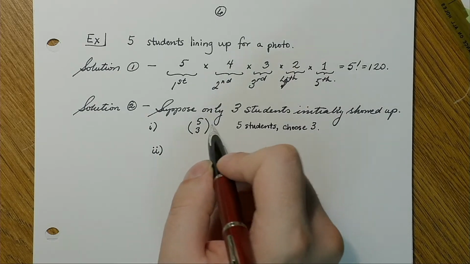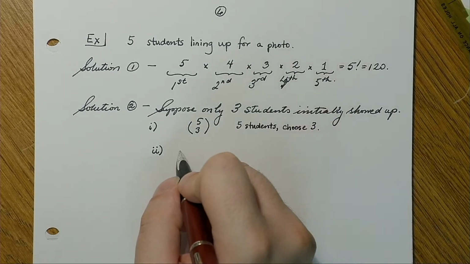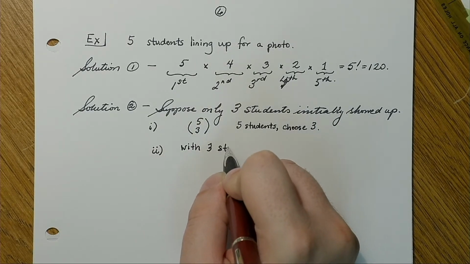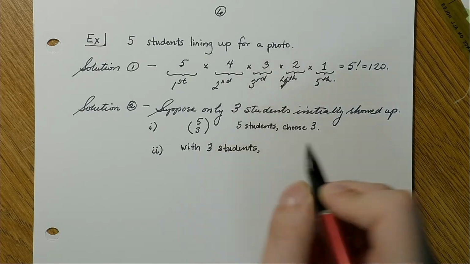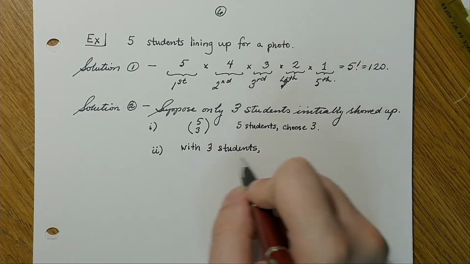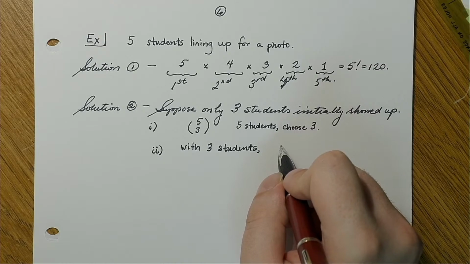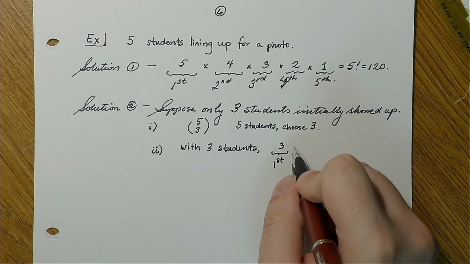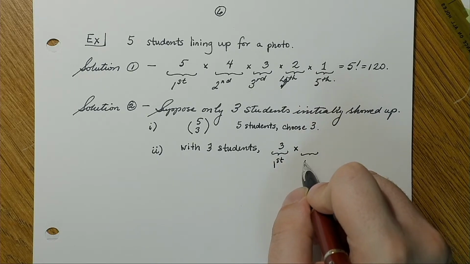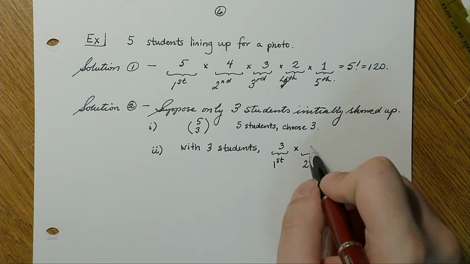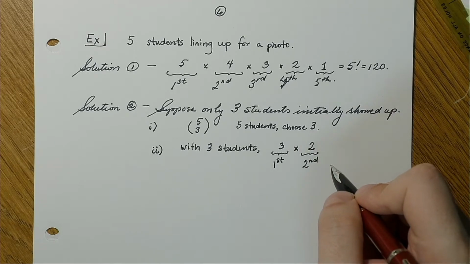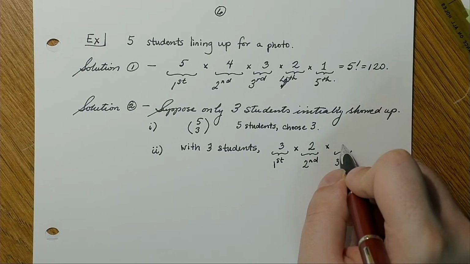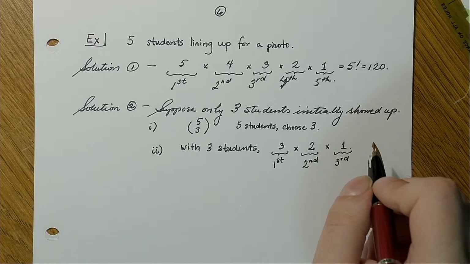So we've got 5 students, we choose 3 of them, and then with those 3 students, we can start lining them up. So we can have 3 choices for the first student, and then for the second one, it's times 2. And then for that third student that showed up, just 1.